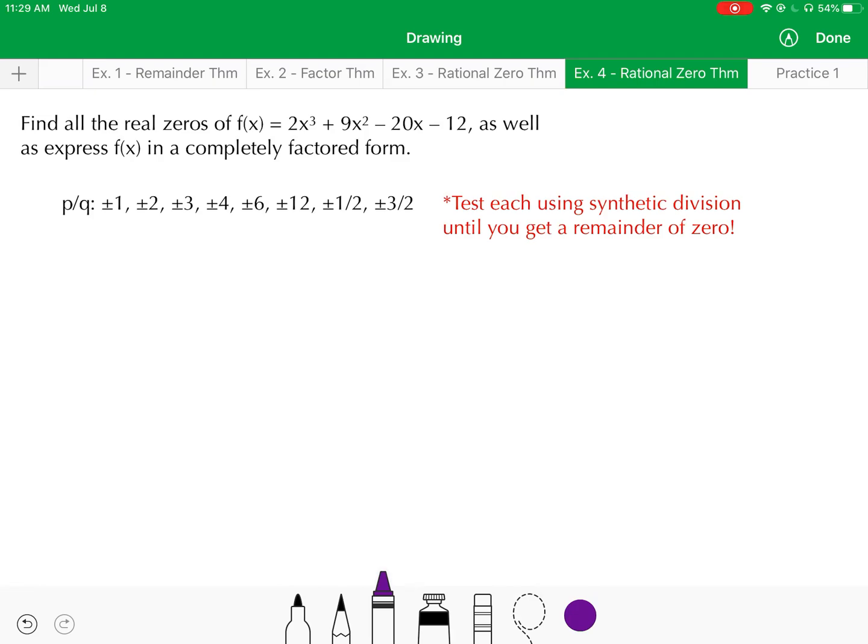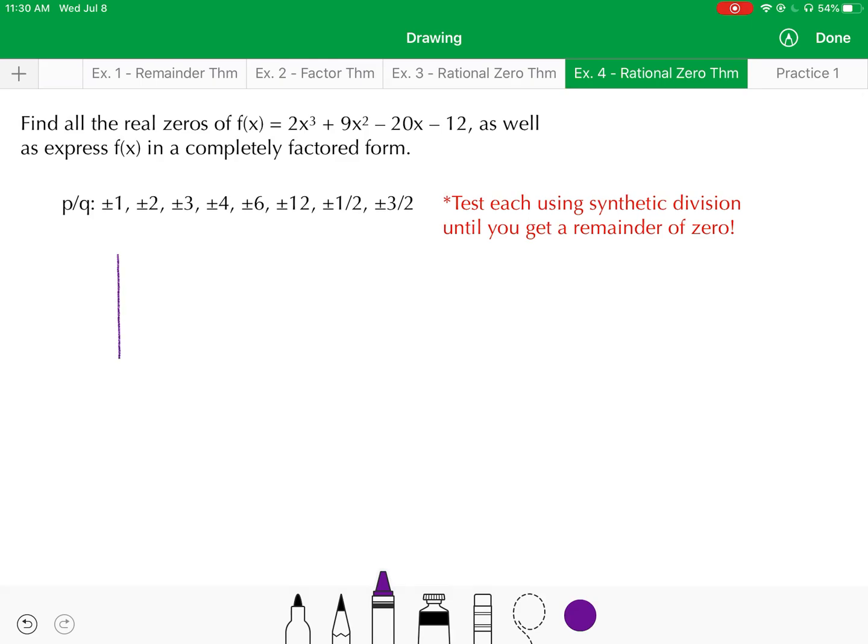Okay, so you could test these one of two ways. You could simply plug each one of these numbers into the function for x, simplify. If they don't give you a result of 0, then they're not zeros of the function. Okay, that gets a little tedious to do it that way. I think synthetic division is a lot better. It's more efficient to use in this process. Okay, so that's the approach we're going to take. We're going to use synthetic division until we get a remainder of 0.